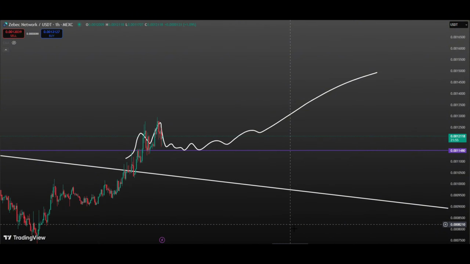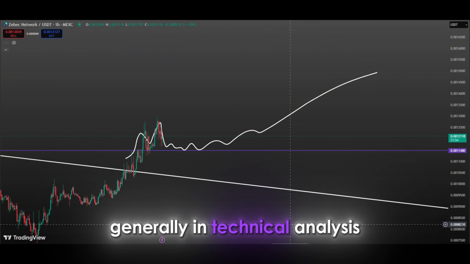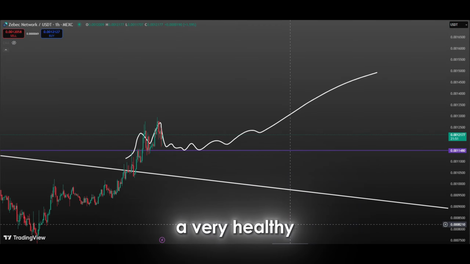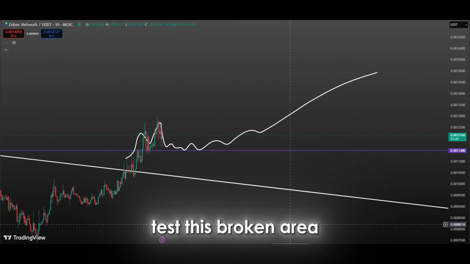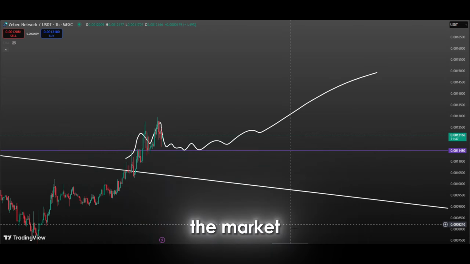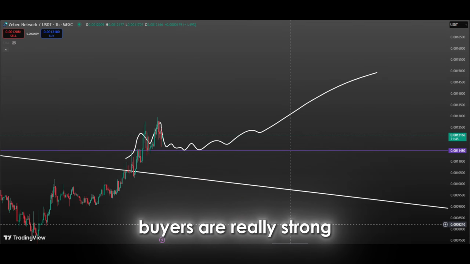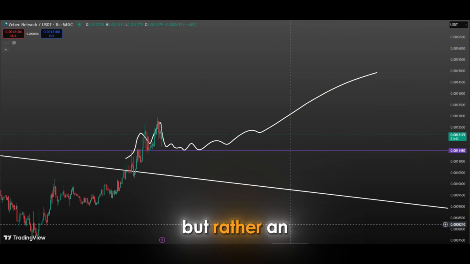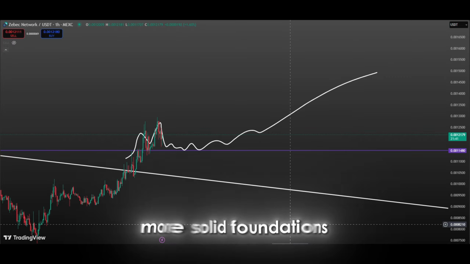as support. Generally, in technical analysis, after a strong resistance level is broken to the upside, it is considered a very healthy and expected market behavior for the price to return and test this broken area. This is because such test moves are a natural retracement process in the market to test whether buyers are really strong. A pullback towards this important level is not something to be feared, but rather an opportunity for a new bullish wave to be built on more solid foundations.